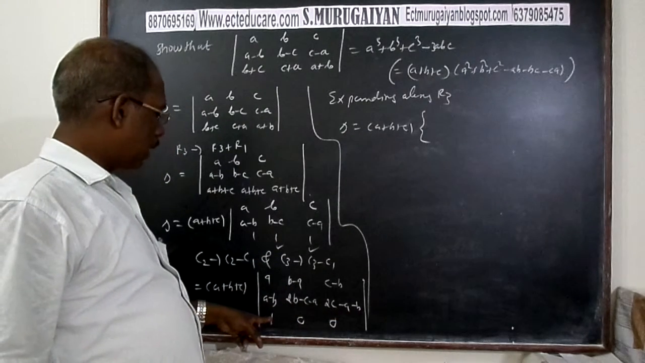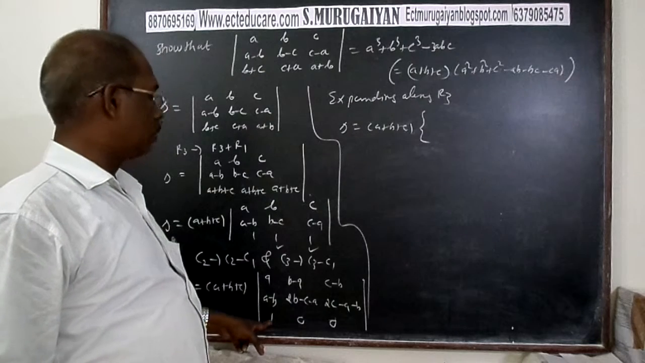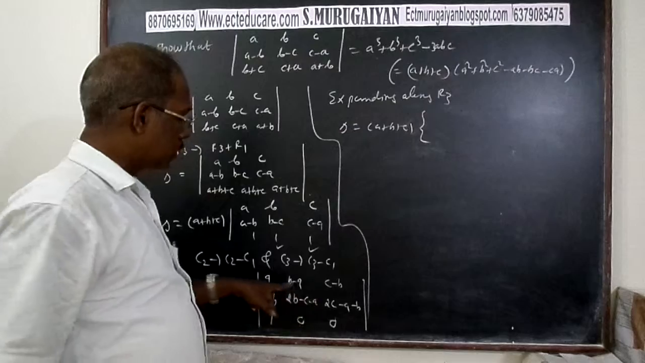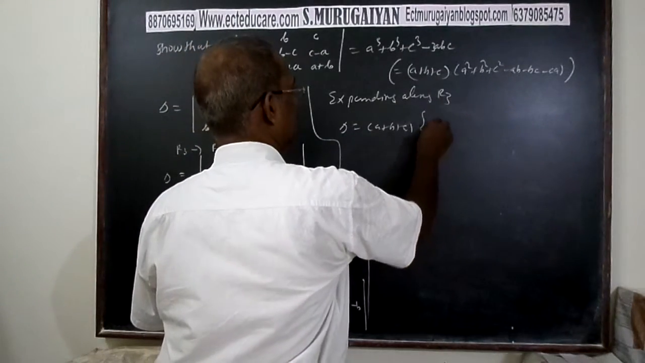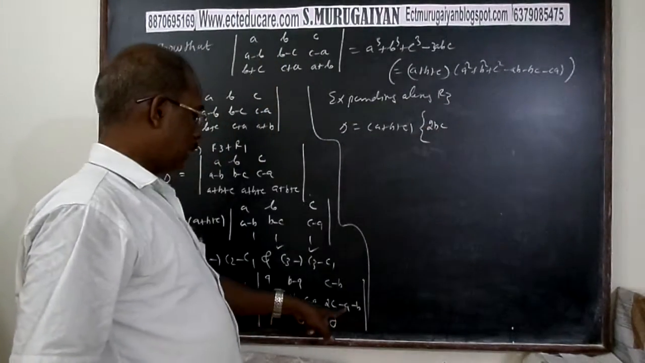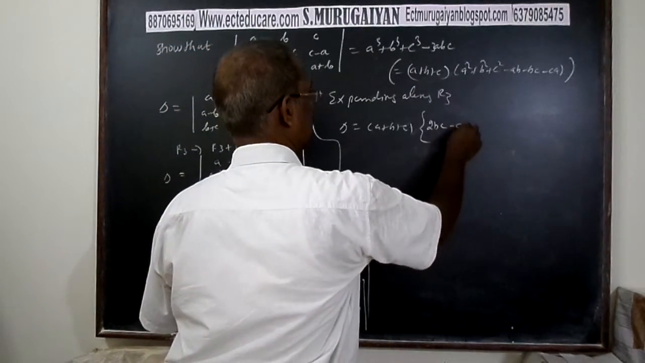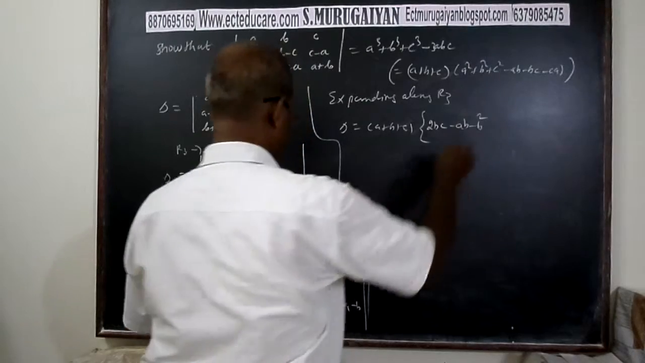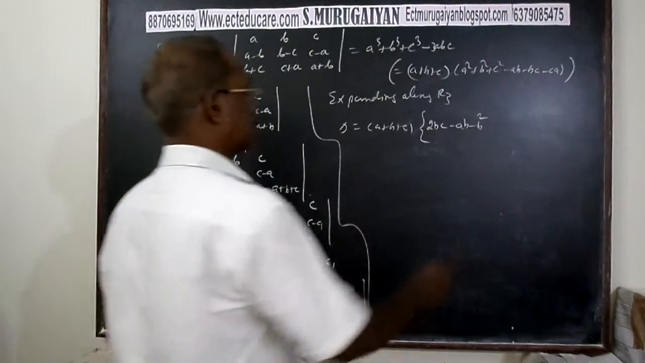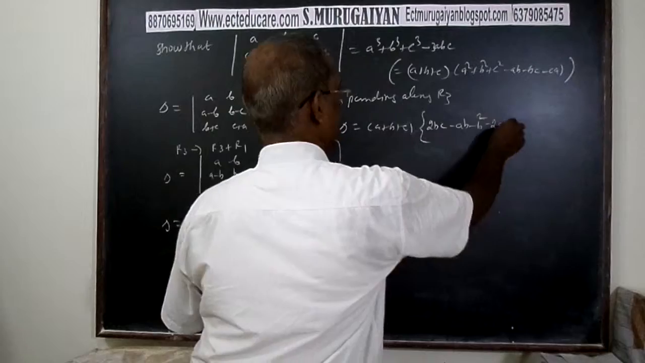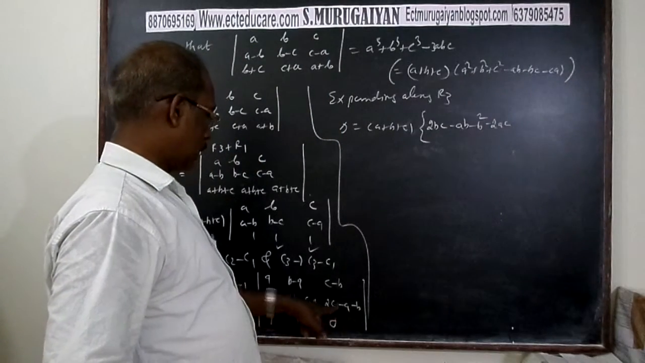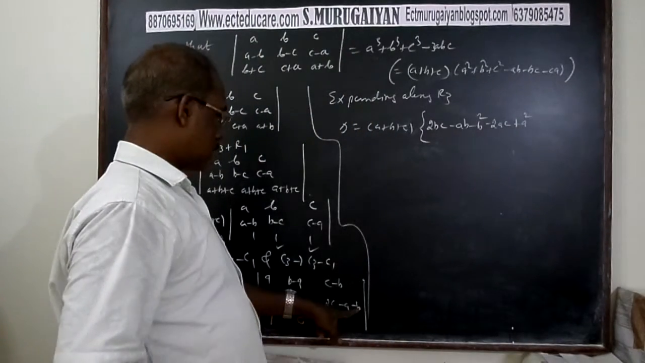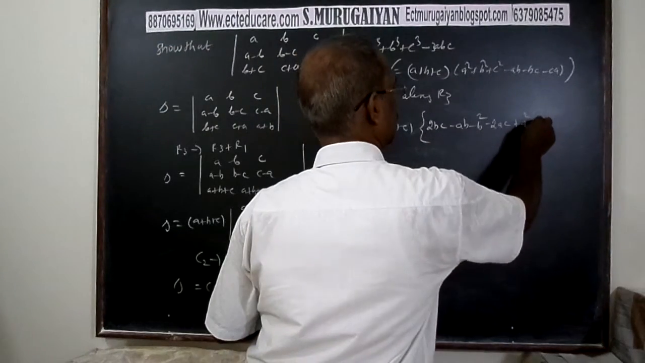So this is A31, positive. Cross multiplication: taking b into 2c, 2bc, and b into a, minus ab; b into b, minus b square; minus 2ac; minus into minus, plus a square; minus into minus, plus ab.